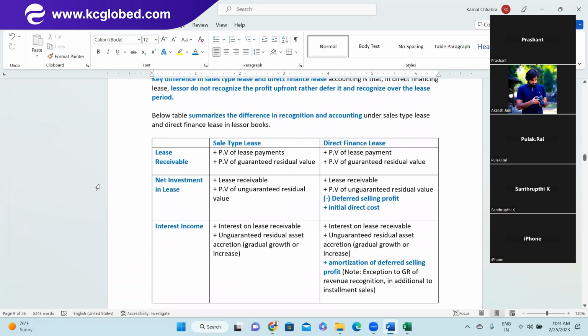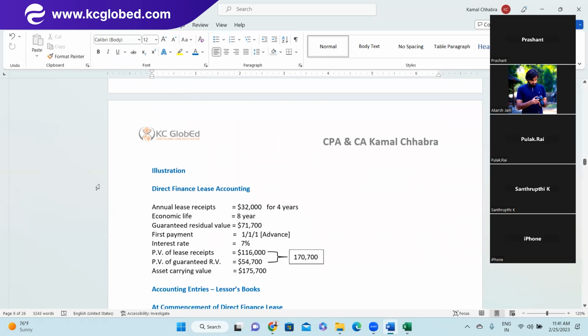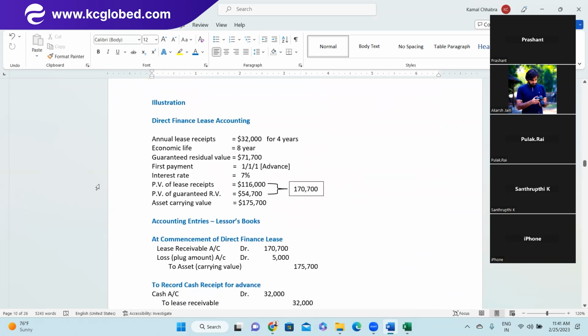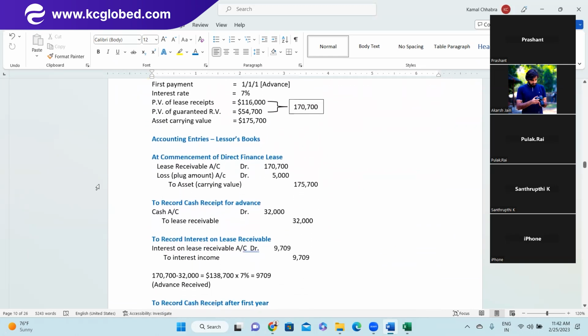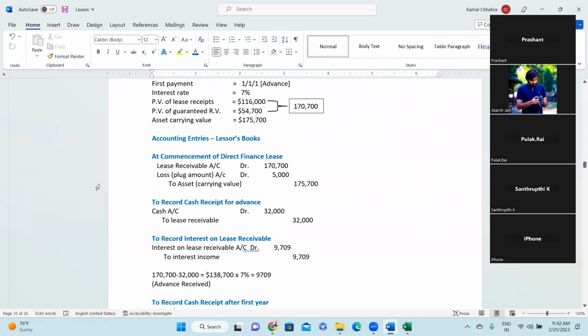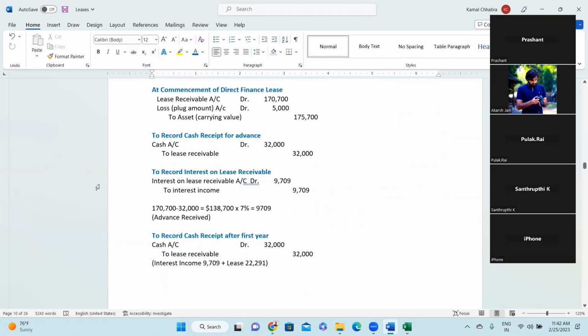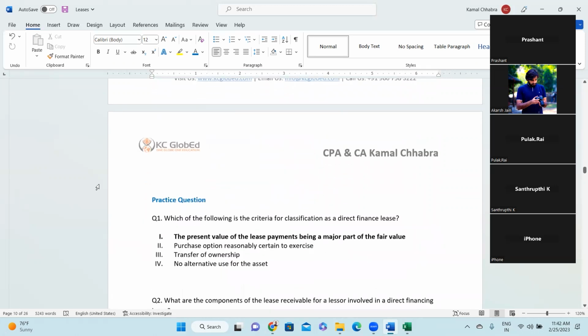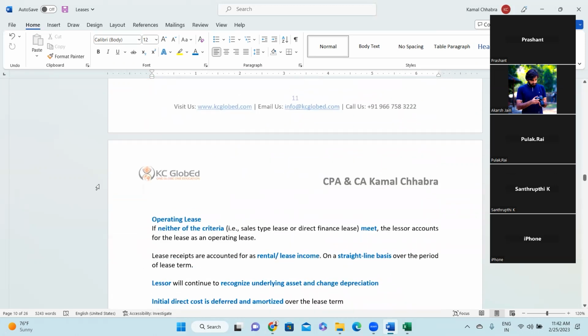In that scenario, first you will be recognizing the lease receivable, which is the present value of the lease payment plus the guaranteed residual value. And then you'll be creating the net investment in lease, which is lease receivable plus present value, and then income. Then you'll have accounting for lease receivable and de-recognition of the asset you have taken on lease. Cash to receivable, interest, cash to lease. Yeah, lease asset. Yes, you're right.